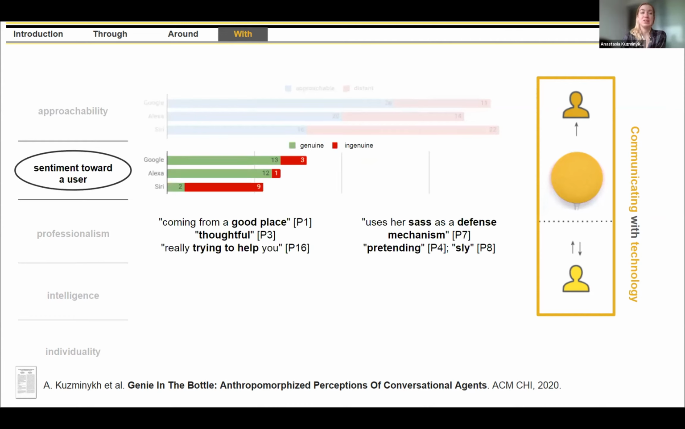Another example here, sentiment towards the user, is about how genuine versus disingenuous an agent is towards a user. And the genuine side is being benevolent, caring, altruistic, thoughtful, really trying to help you. And the disingenuous side is being inconsiderate, indifferent, for example, pretending, or, about Siri, one of the participants said, using her sass as a defense mechanism.